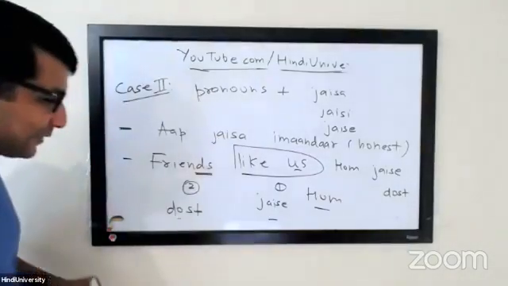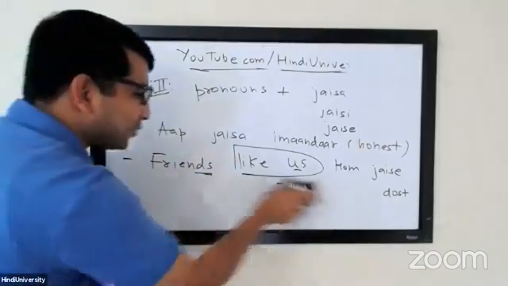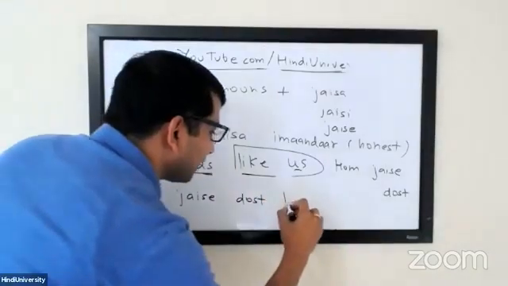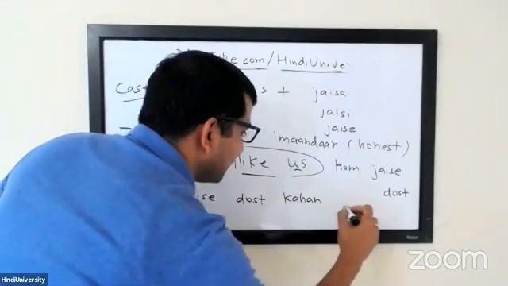Hum jaise dost kahan hai? Exactly. Very good, right? So awesome. So you can say, I'll write it down for you. Thank you. हम जैसे दोस्त कहाँ मिलेंगे?